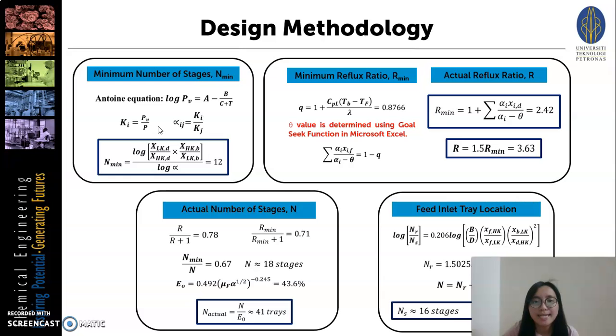Moving on to the design methodology of this column. Several major calculations are discussed, which include the minimum and actual number of stages, minimum and actual reflux ratio, feed inlet tray location, column diameter, and column height.